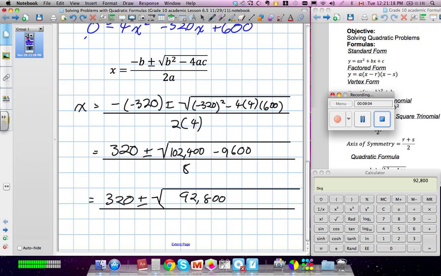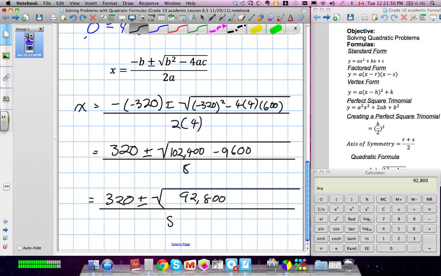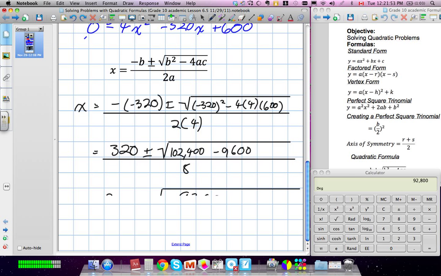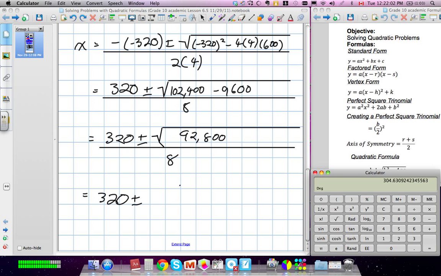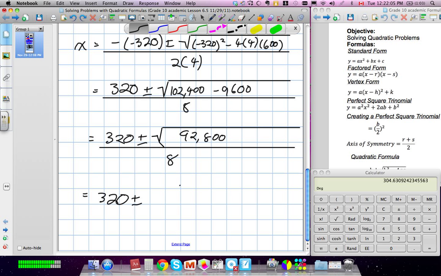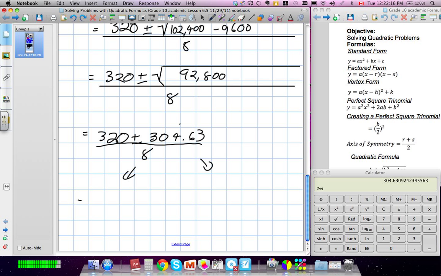Divided by 8. We get 320 plus or minus the root of that, 304.63, divided by 8. We'll split our equation. X is equal to 320 plus 304.63 divided by 8. X is equal to 320 minus 304.63 divided by 8.